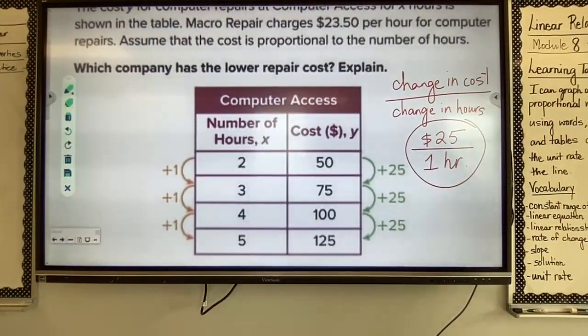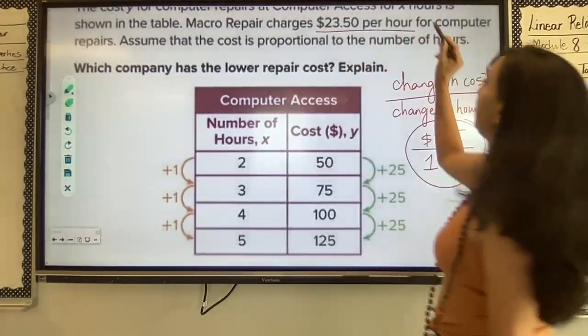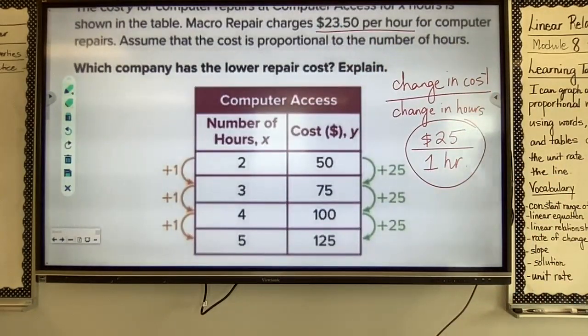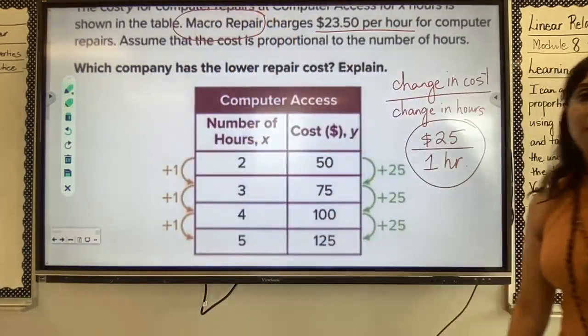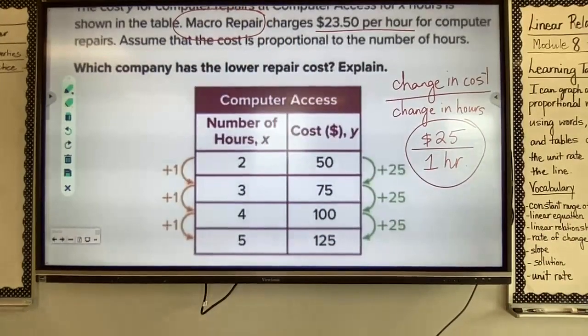And then from the problem, we know that Macro Repair charges $23.50 per hour. So look at this one. And so the rate for repairs at Macro Repair is less than the rate for repairs at Computer Access. And since $23.50 is less than $25, Macro Repair has the lower repair cost.